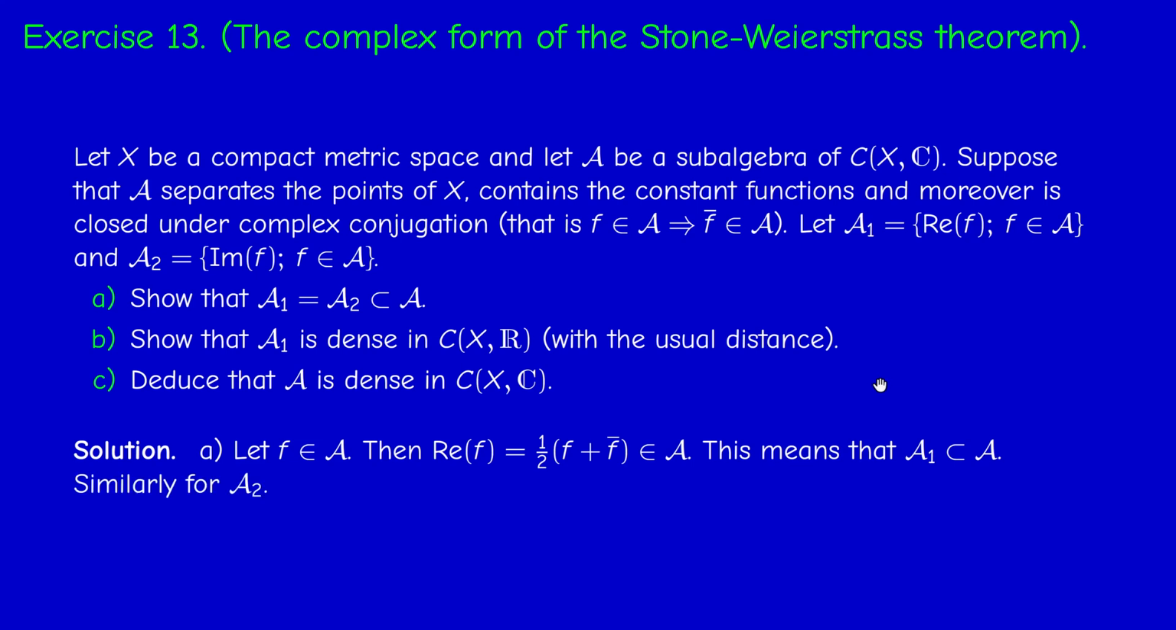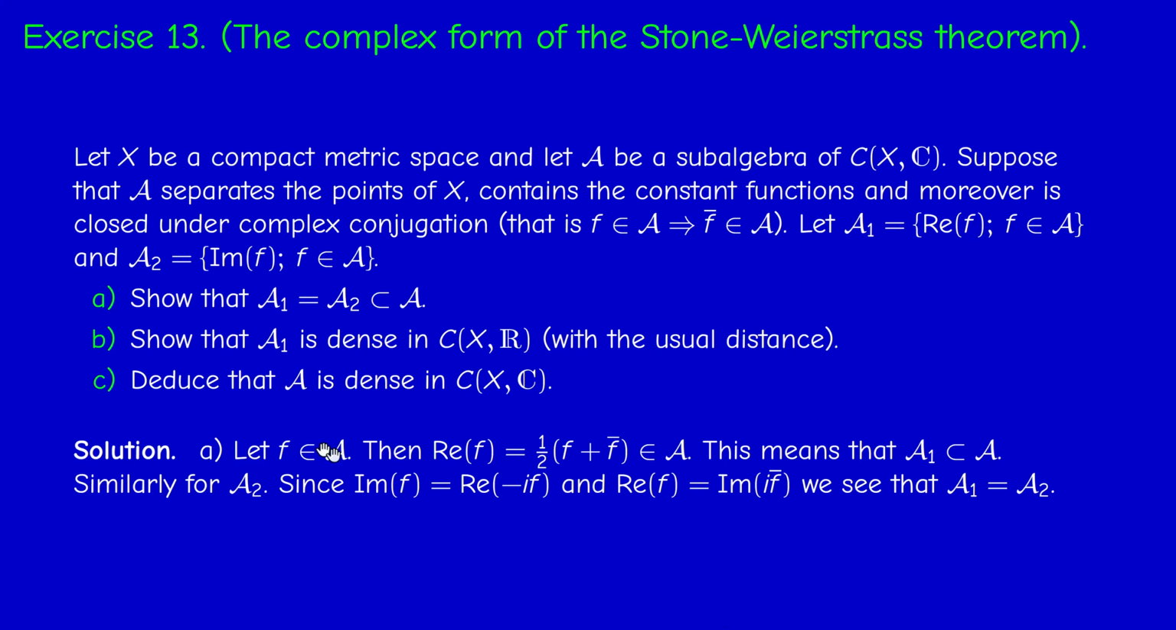Now, similarly for A2. But why are they equal actually? Because as you may check, the imaginary part of a complex number, in this case a function f, is the real part of minus i f.